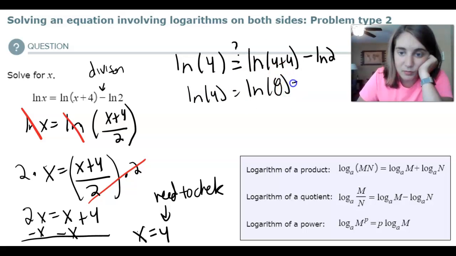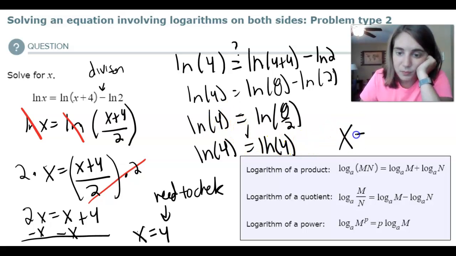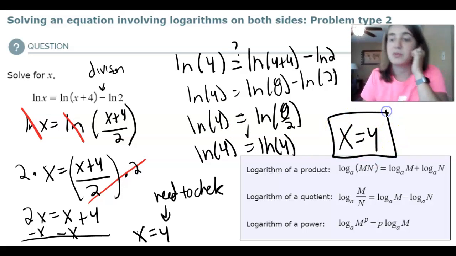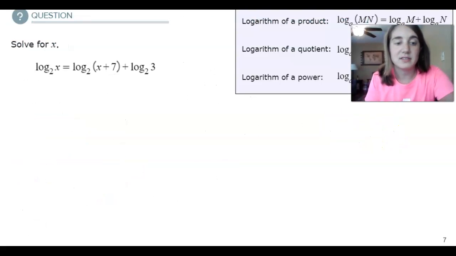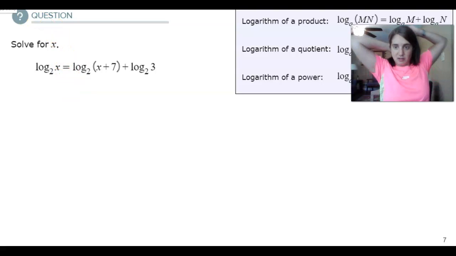Ln of 8 minus ln of 2. That's ln of 8 divided by 2. So ln of 4 does equal ln of 4, so x equals 4 does work. We're going to try one more like this. So the key is just getting a log on one side and a log on the other, and then once they are the same, you can set the insides equal.